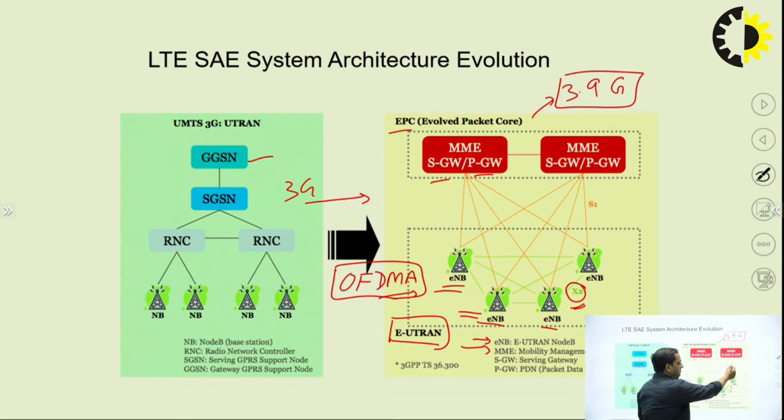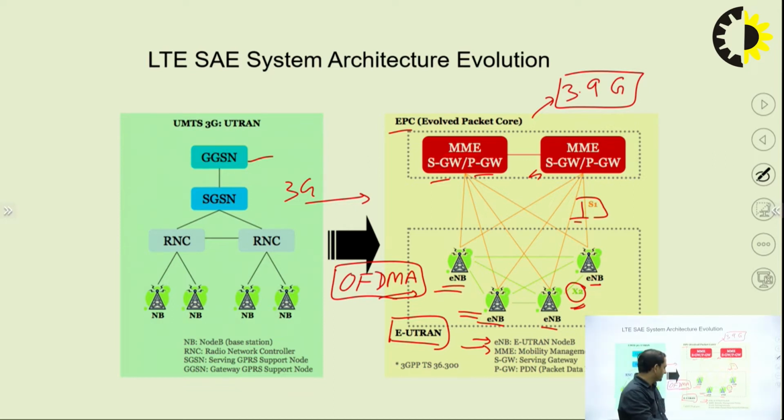Next we have the S1 interface. This S1 interface is between the E node B and the MMEs, the mobility management entity. The connection between the E node B and the MME is based on different interfaces like the S1. So this is the basic architecture of the LTE system.